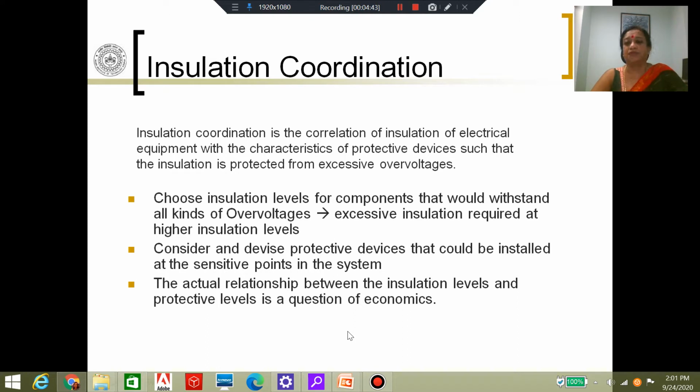That is a kind of engineering judgment. That means how much are you going to save on insulation by providing protection? How much protection is cost worthy? So those things are there. Let us just look at the concept of protection and insulation levels.